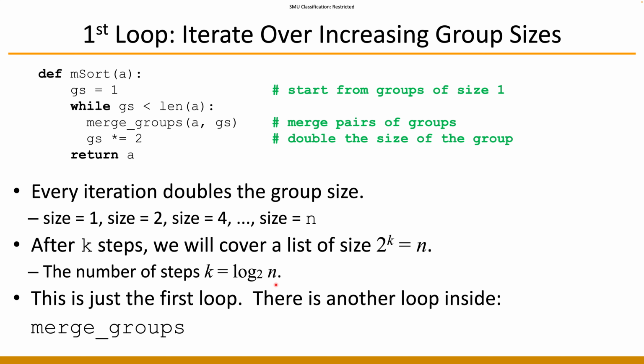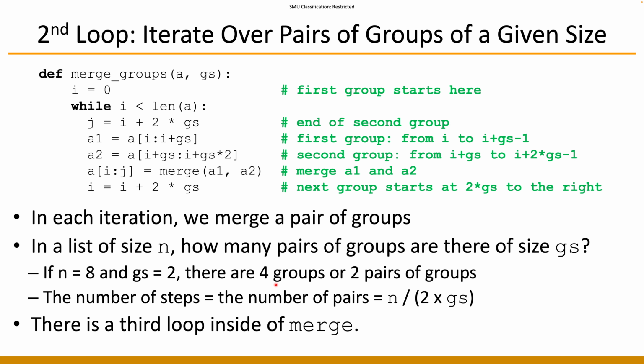So now we progress to the next level, which is how groups are being merged. This is the merge function. Here you can see that we again use the index I to progress through the whole list, starting from 0, the very first element, and J here indicates the other end. If you want to visualize the execution of this, it's something like this. You process one subregion at a time. This is I and this is J, and the width of this will be 2 times GS.